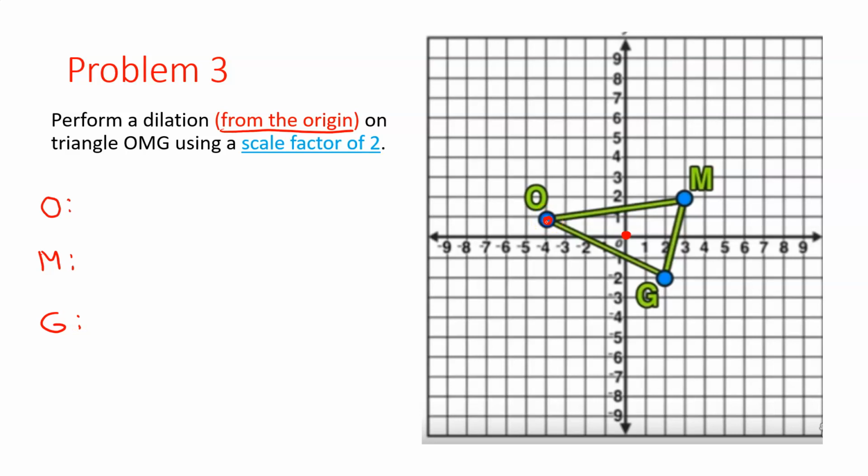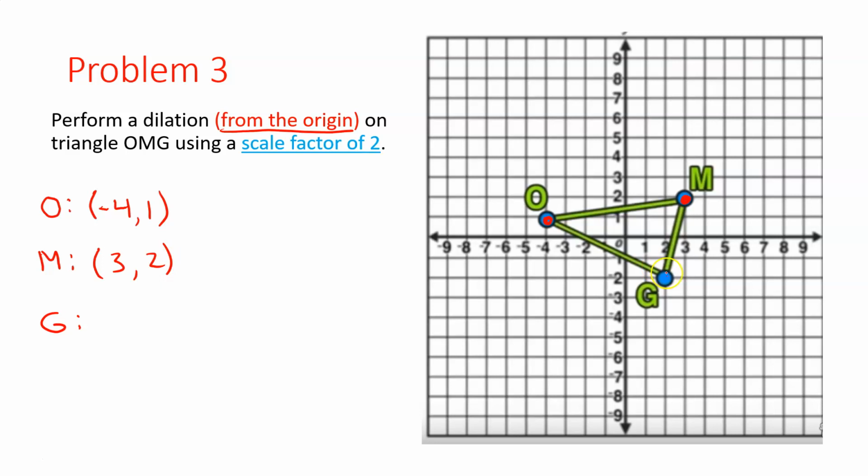That's -4 to the left, and then 1 up. So not 4, -4, and then 1 up. What about M? M, that's 3 to the right and 2 up. So that's going to be 3, 2.